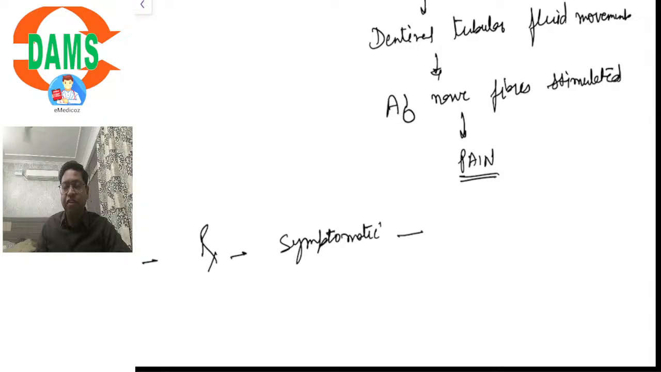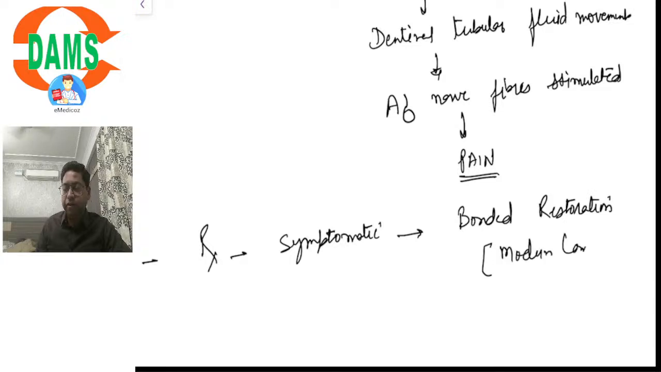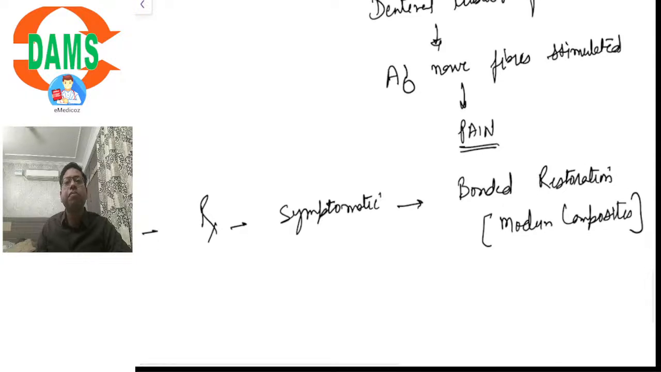Once the crack has been diagnosed, if it is limited only to the enamel and dentine, not extending to the pulp, then it can be restored with a bonded restoration. What is a bonded restoration? Bonded restorations are modern composites. The crack can be slightly prepared and restored with a bonded restoration, which is sufficient.